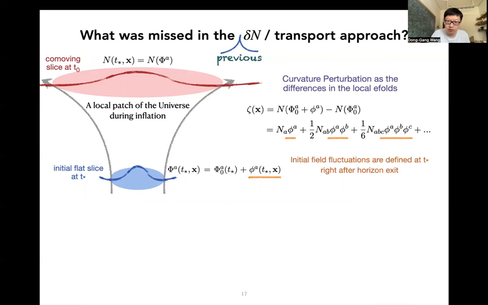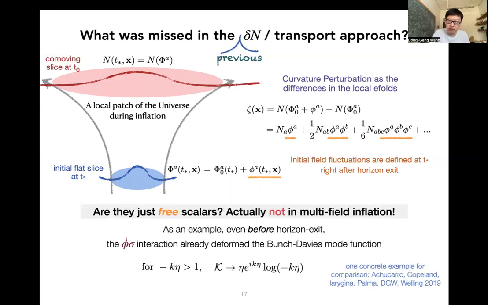Then the next important thing is about these initial field fluctuations. They are the ones defined at t star, right after horizon exit. So the question is, are they just free scalars? Actually, they are not in multi-field inflation. For example, if we just look at the first case we considered, with this phi dot sigma linear mixing, this is the interaction that is important for the conversion process. So if there is conversion, then there must be this phi dot sigma linear mixing.